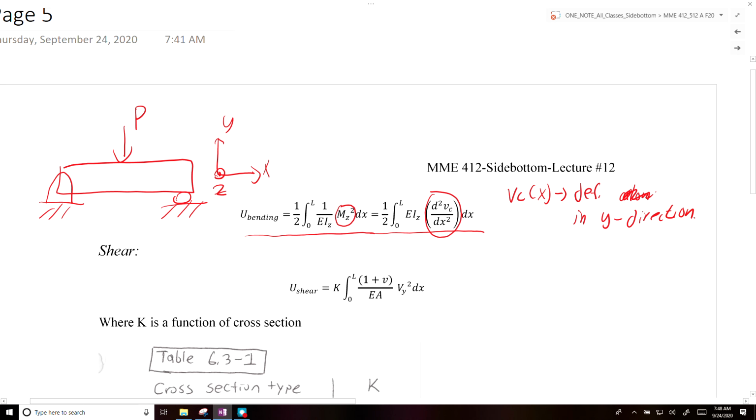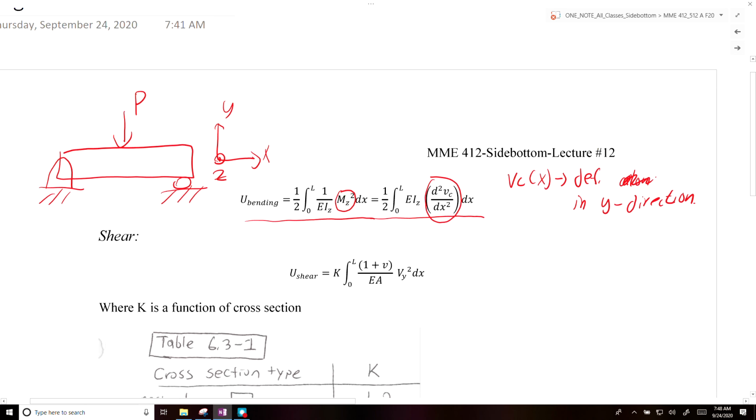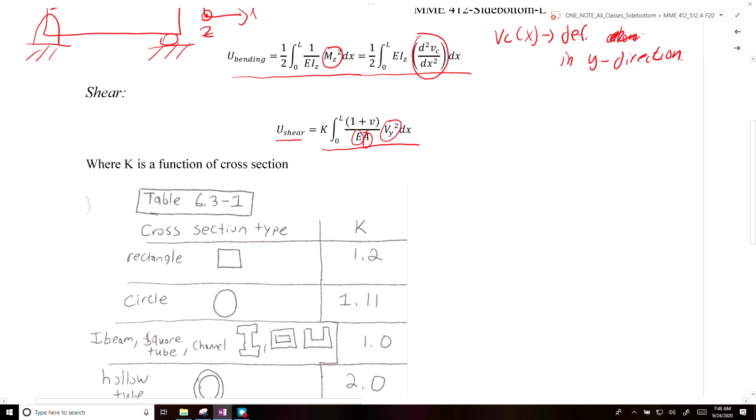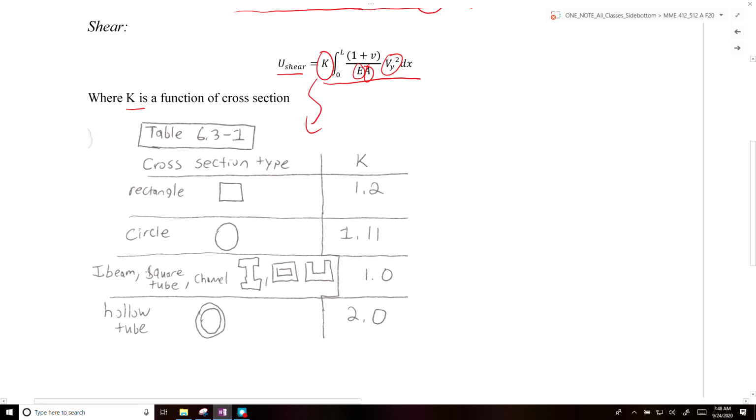The last part is if you need to calculate the shear. For the strain energy due to shear, you can use this following equation here. This is the shear force as a function of x, the elastic modulus, the area, and Poisson's ratio. The only thing that's unknown is this k term. The k is a correction factor that you can solve for depending on the type of cross section that's undergoing the transverse load.